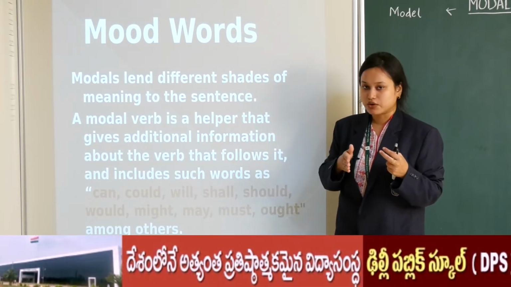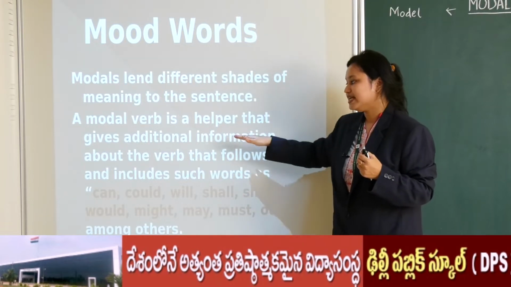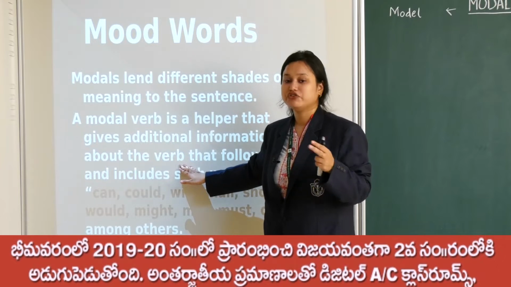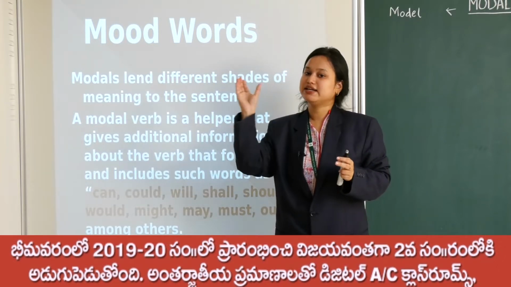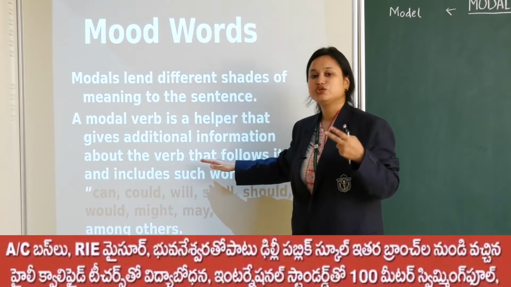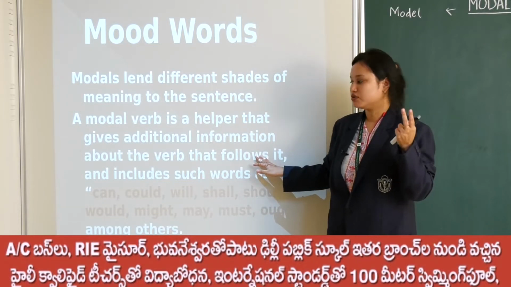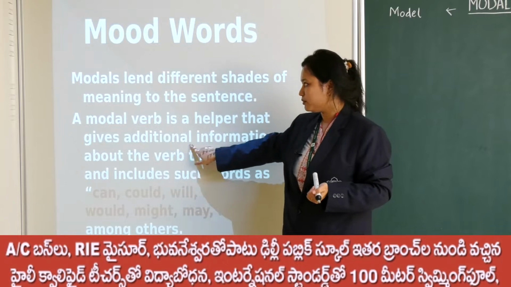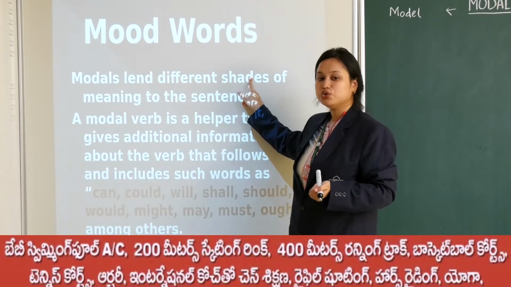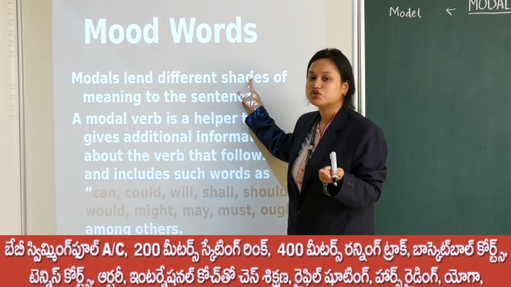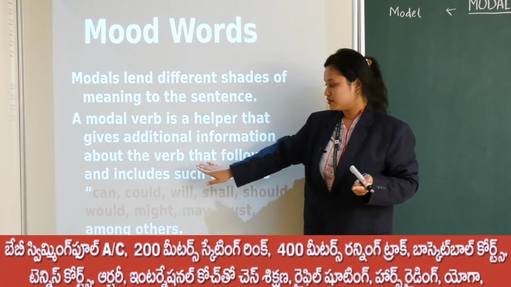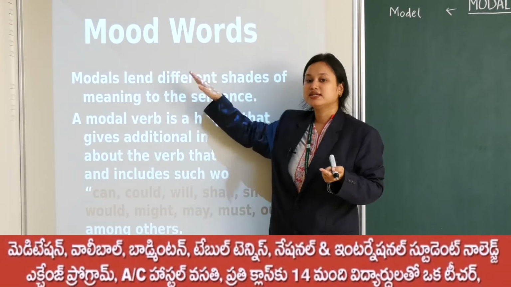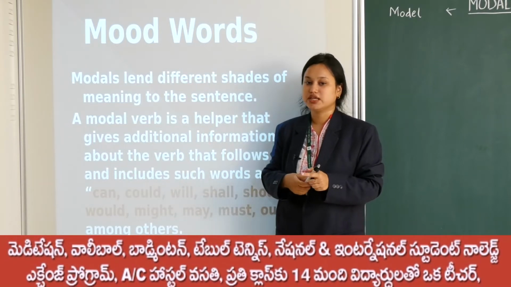For now, keep in mind that the modal comes before the verb, and it tries to give additional information about the verb which follows it. Modal, then verb. And what is this additional information? This additional information is the shade. I told you, the color, the intention, the emotion of the speaker. So this additional information tells you about the mood, the intention or the emotion of the speaker.